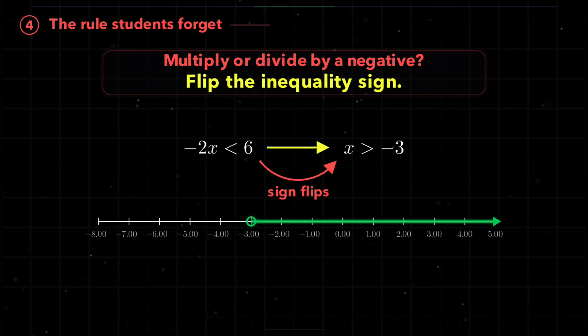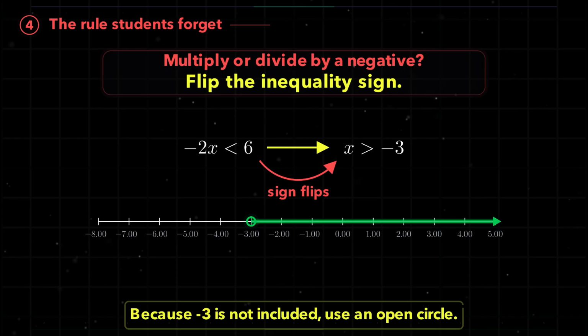On a number line, negative 3 is not included because this is a strict inequality. There is no equal sign. So we use an open circle at negative 3. Then we shade to the right because x is greater than negative 3. So remember this rule carefully. Adding or subtracting does not flip the inequality sign. Multiplying or dividing by a negative does flip the inequality sign. That is one of the most important rules of solving inequalities.